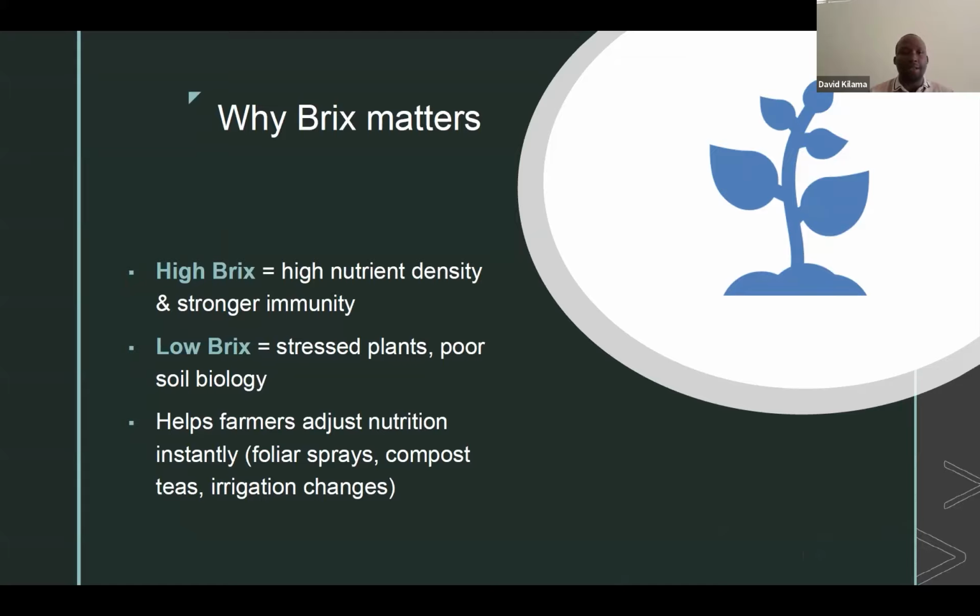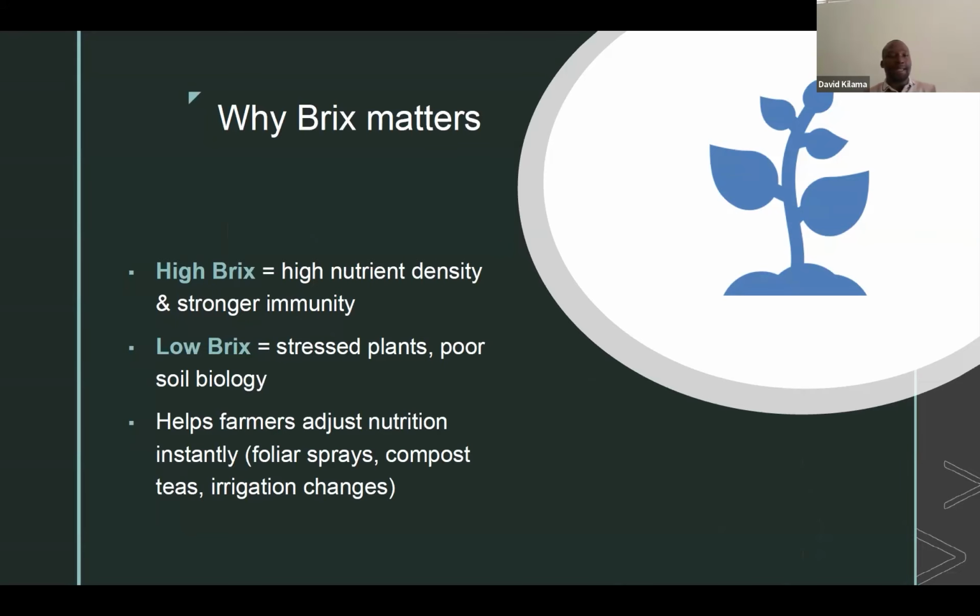If you have high Brix, it means that you have high nutrient density and stronger immunity. If you are measuring your plant and it is high Brix, it means the plant has high nutrient density and a strong immunity. Then low Brix means the plant is stressed. Could be for many reasons, maybe one of them is poor soil biology, as mentioned in the slide.